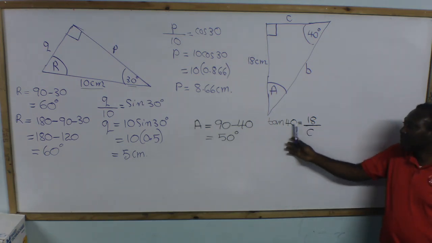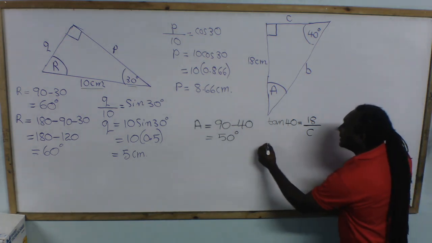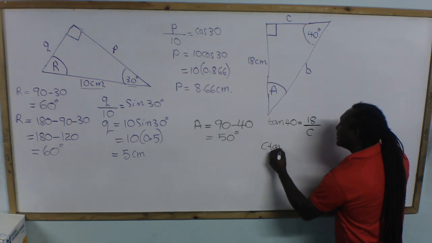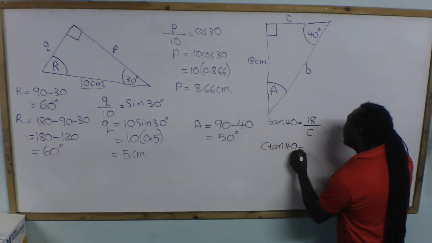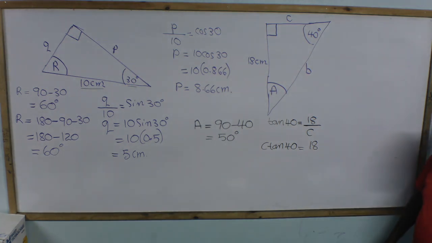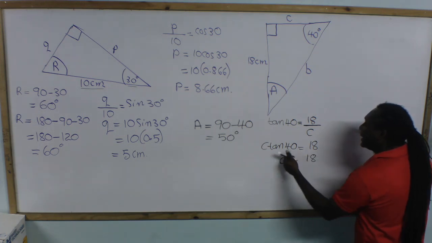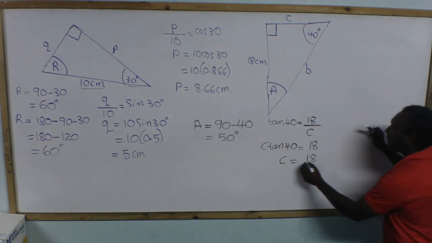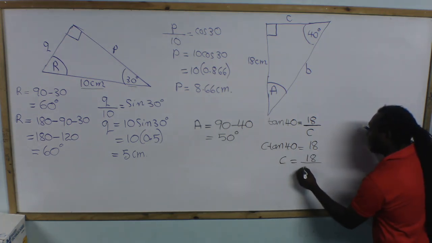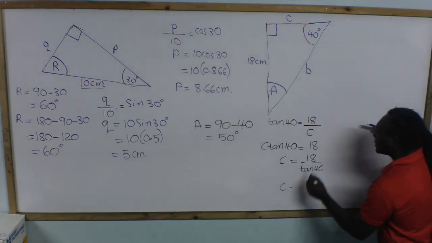Because when you multiply like this by C there, so we say what? C tan 40 is equal to 18. That's correct? So it is on the left hand side now. So what is C equal to? How do we eliminate this tan 40? By dividing. 18 over tan 40 gives 0.839.